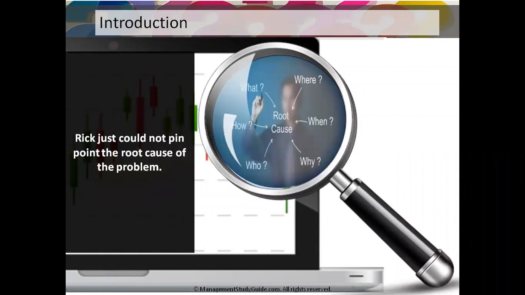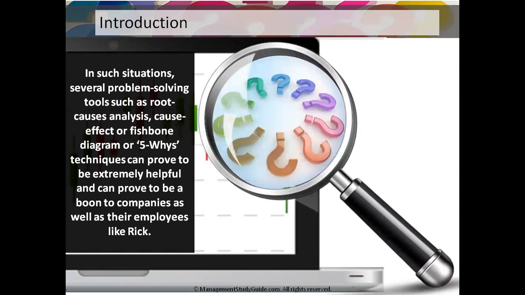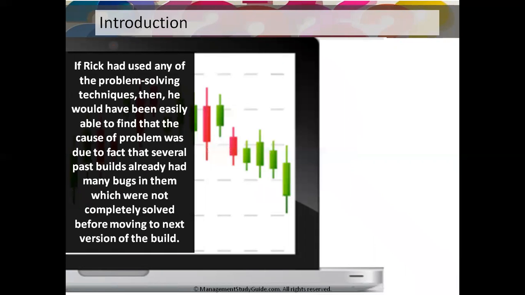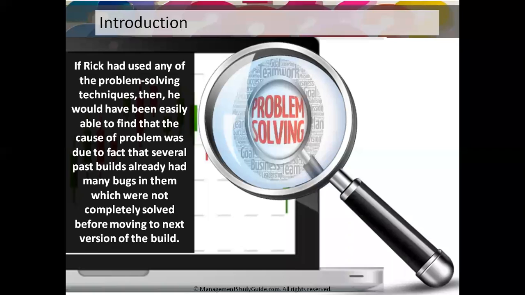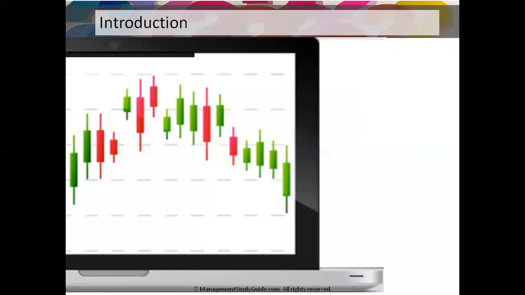Rick just could not pinpoint the root cause of the problem. In such situations, several problem-solving tools such as root cause analysis, cause effect or fishbone diagram, or 5 whys technique can prove to be extremely useful and can prove to be a boon to companies as well as their employees like Rick. If Rick had used any of the problem-solving techniques, then he would have been easily able to find that the cause of the problem was due to the fact that several past builds already had many bugs in them, which were not completely solved before moving to the next version of the build.